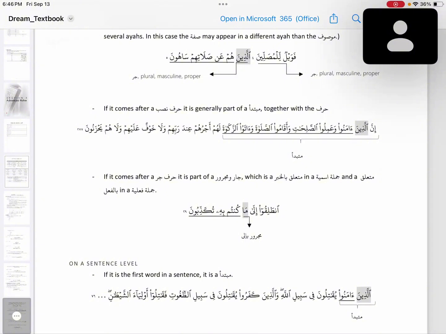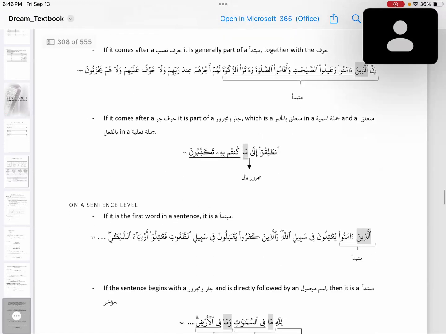If it comes after harf nasab, it is generally part of a mubtada together with the harf. Inna lazina amanu wa amilu salihati wa aqamu salata wa atu zakat. Here it is mubtada. If it comes after a harf jar, it is part of jar majroor.